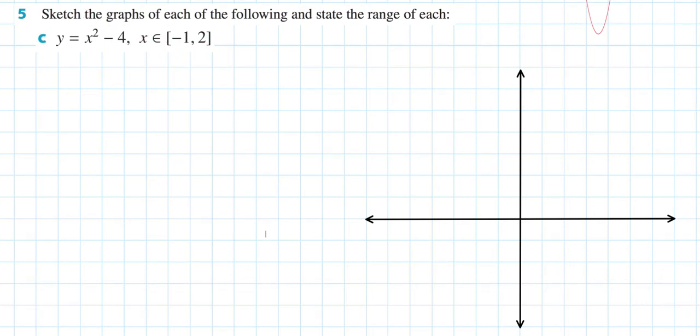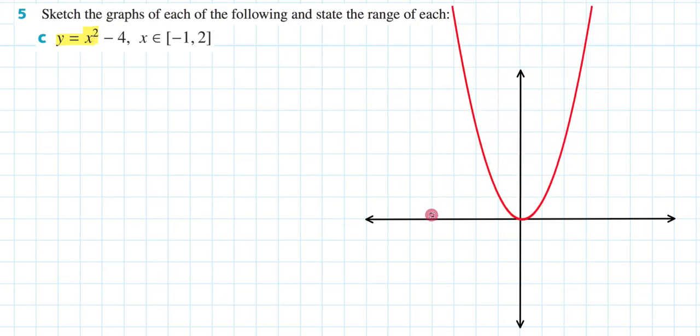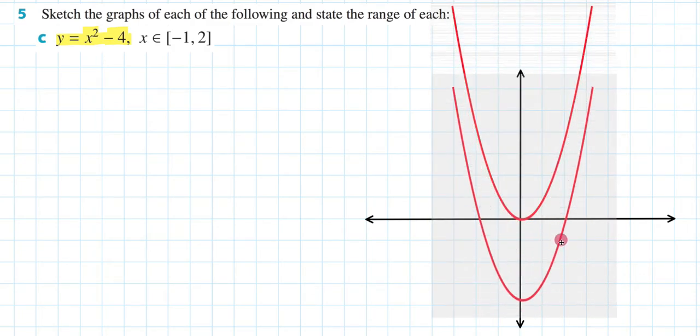The first thing I'm going to do is say, well, I know how to draw y equals x squared. Y equals x squared is simply going to look like this. And now I need y equals x squared minus 4. So this minus 4 is just going to shift it down vertically 4 spaces. So I'm going to grab my graph and go 1, 2, 3, 4.